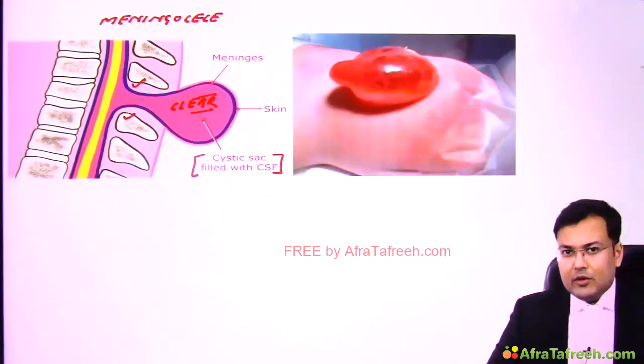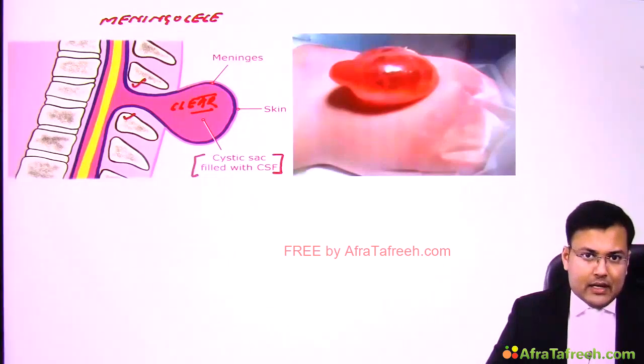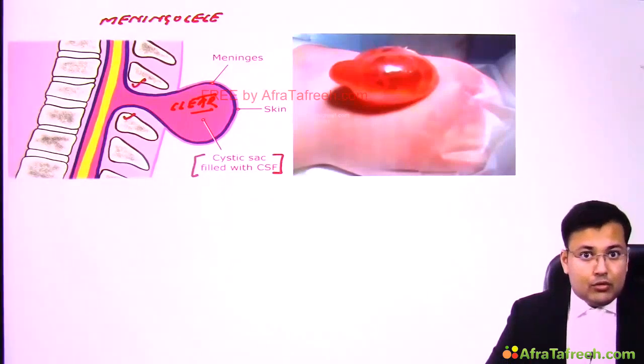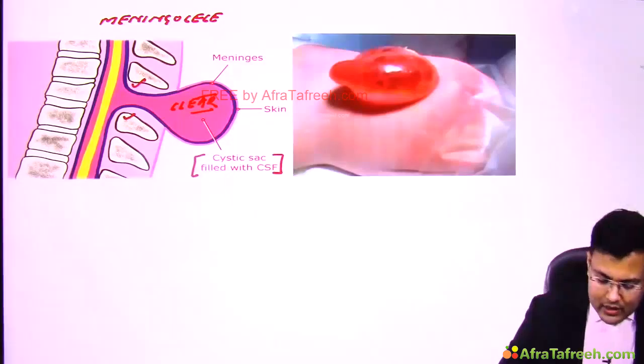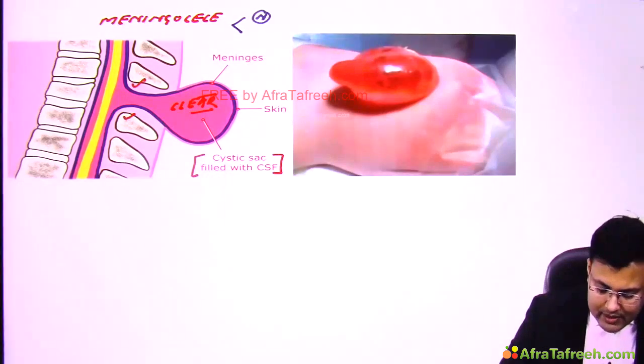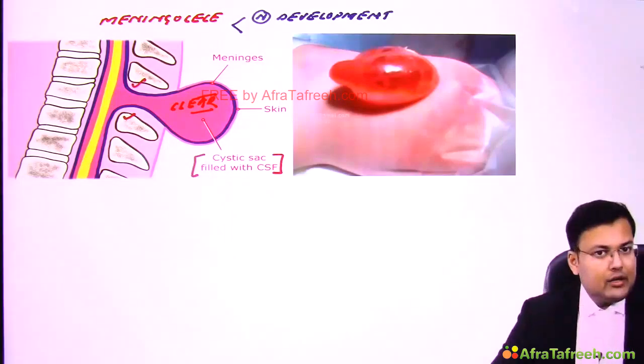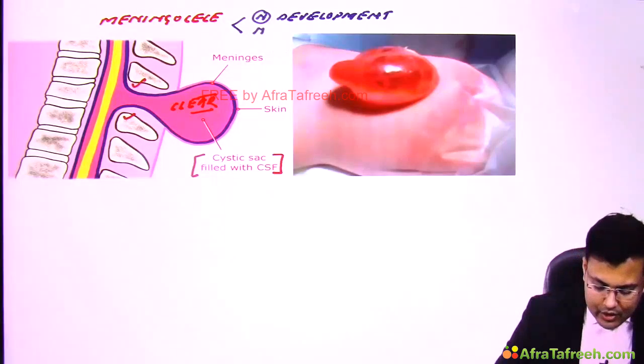What is the good thing about meningocele? That here there is normal development of spinal cord, and second, there is normal position of spinal cord in the spinal canal. Okay. So what are the good things? First, that there is normal development of spinal cord, and second, there is normal position in the spinal canal.